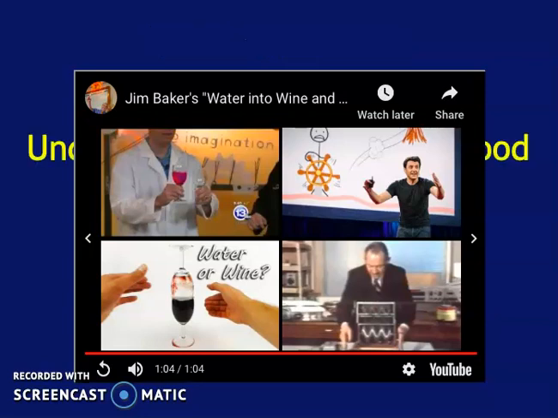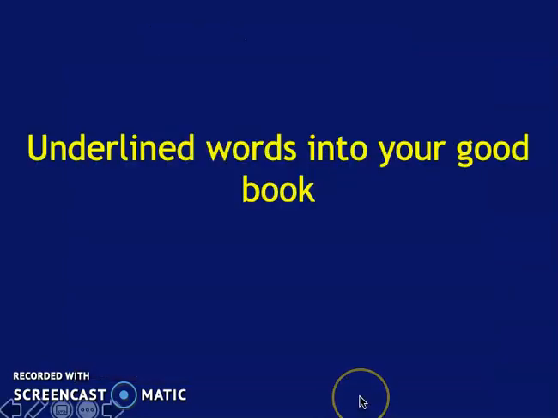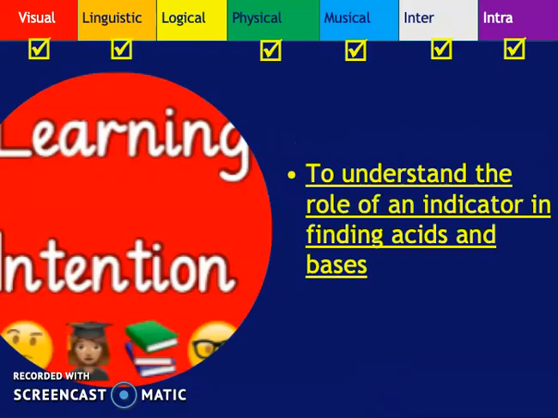He was using what is called an indicator. Now, as we go through this, anything that's underlined has got to go into your good book. So you'll have to maybe pause and write it in. What we're going to look at today is these things. They're called indicators, and they are really good at finding out what is an acid and what is a base and what's called a neutral substance.